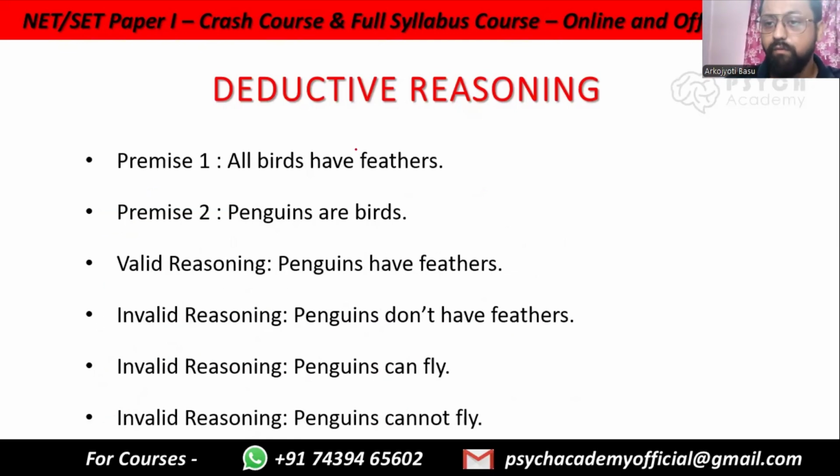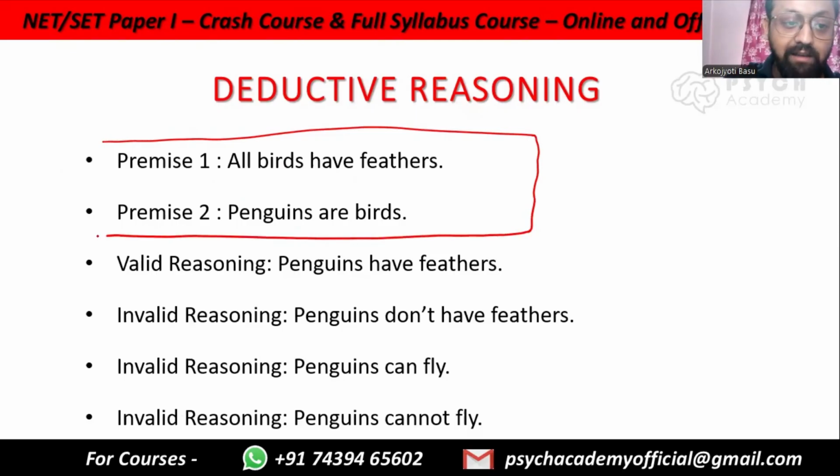Now, let's look at some examples of valid versus invalid reasoning. Premise 1: All birds have feathers. Premise 2: Penguins are birds. This part has been given to us. This we will assume to be true.